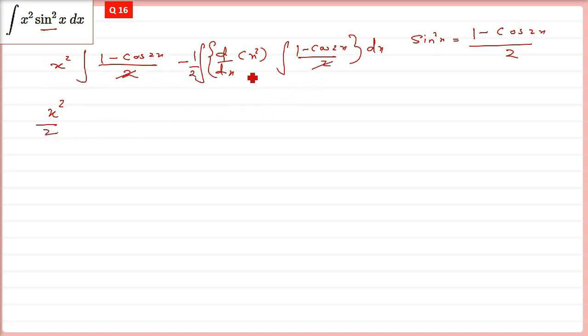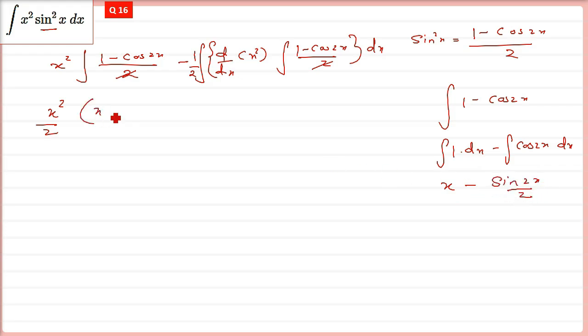The half, or the 2 in the denominator, can be taken outside. So we just have to deal with integration of 1 minus cos 2x. This is simply integration of 1 dx minus integration of cos 2x dx. Integration of 1 dx is simply x, and integration of cos 2x will be sin 2x divided by 2. So x minus sin 2x by 2 here, and the same thing has to be written in this place also. But the differentiation of x square has to be done, so it is 2x. And integration of 1 minus cos 2x, you can directly write x minus sin 2x by 2. Now this 2 gets cancelled because 2 can be taken out.